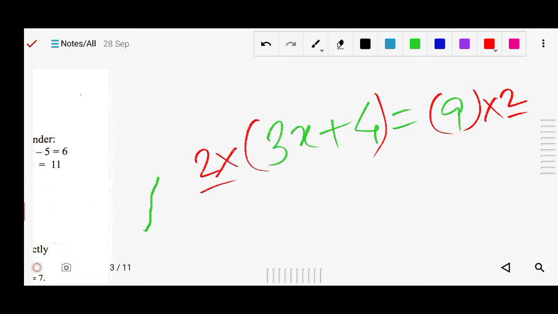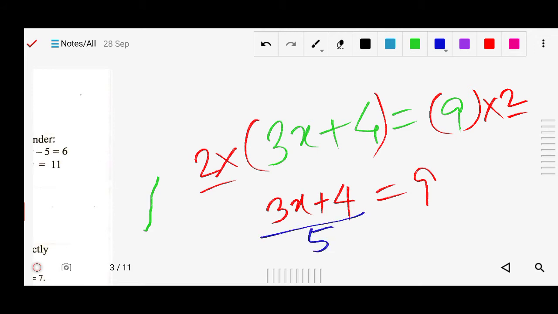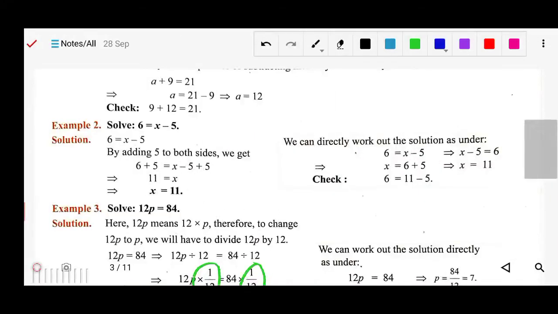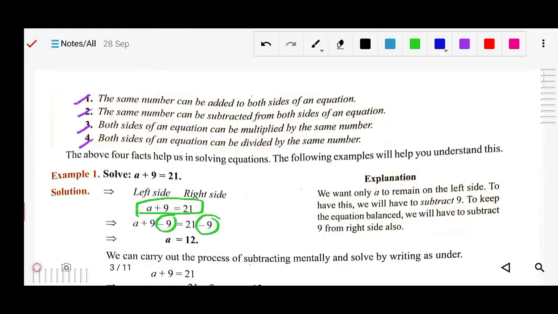Point 4 is that both sides of an equation can be divided by the same number. Suppose we have the same equation, and if we divide here by 5, the same 5 you can divide this side also. Okay, I hope you understand. The same number can be added to both sides of an equation. Second, the same number can be subtracted from both sides. Third, both sides can be multiplied by the same number. And both sides of the equation can be divided by the same number.